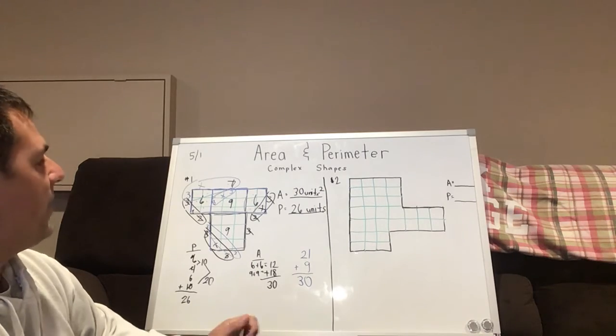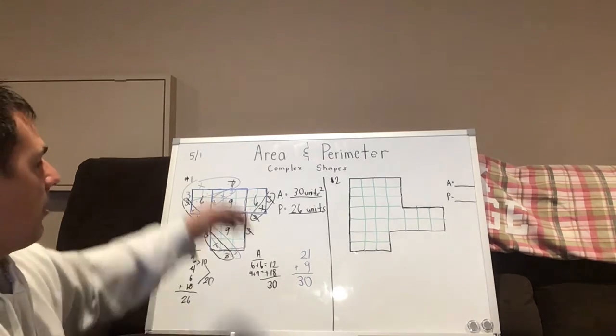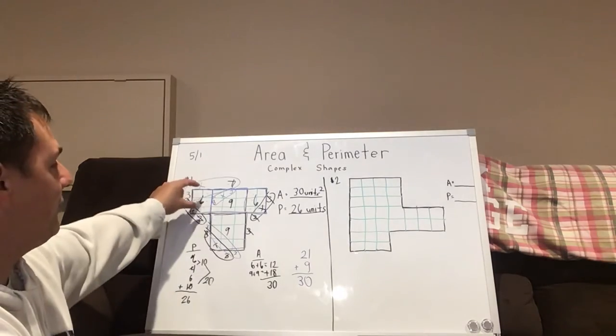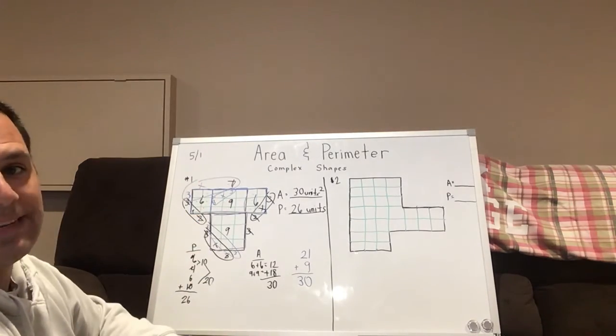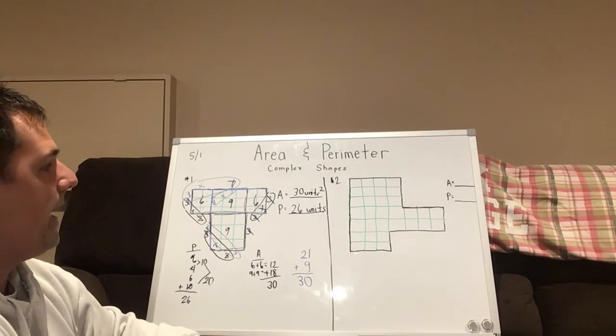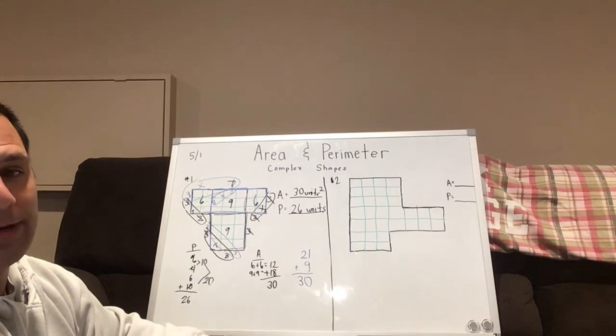So there's really 2 ways you can do a type of problem like this. If there are squares, you can actually count the squares to figure out the area, or you have to create rectangles or squares inside of it. In a little bit, we'll come back and I'll show you problem number 2, and we'll actually have to create the rectangles and squares.